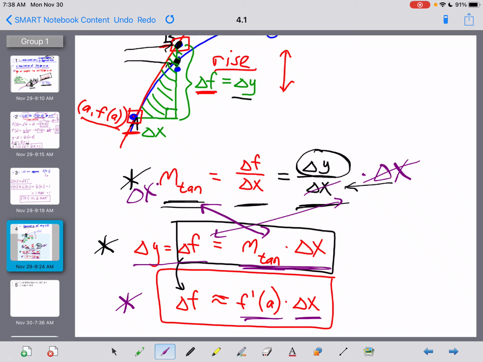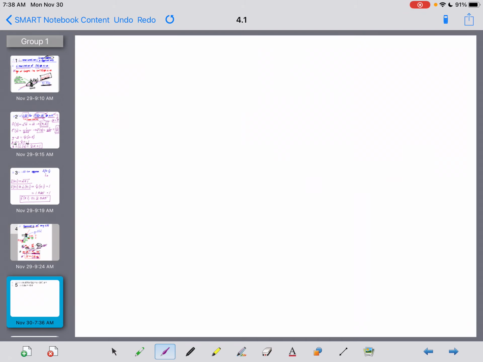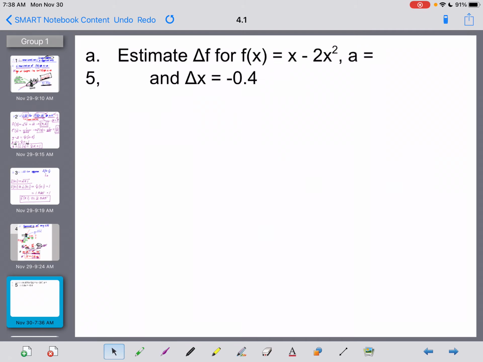And usually in problems like this, they're pretty explicit in what it is that they're asking for. So I got to scroll that down, sorry. So let's take a look at this one. Pardon me, guys, the spacing is a little bit weird here. But we're going to estimate delta f for this given function right here.